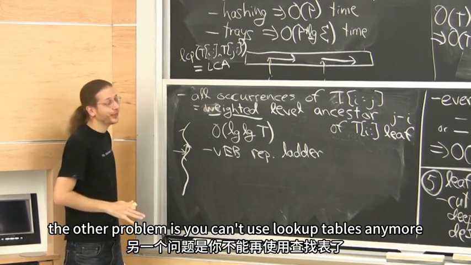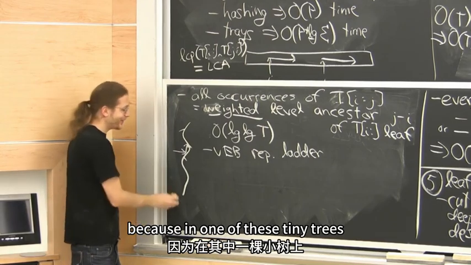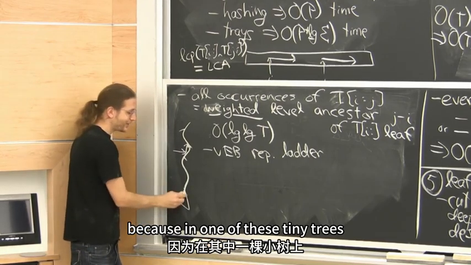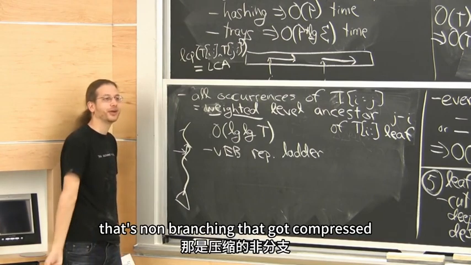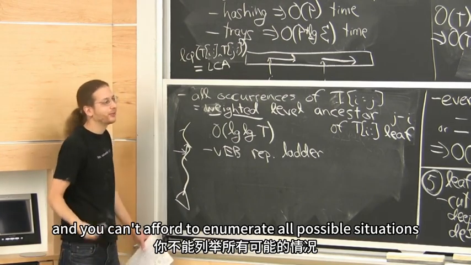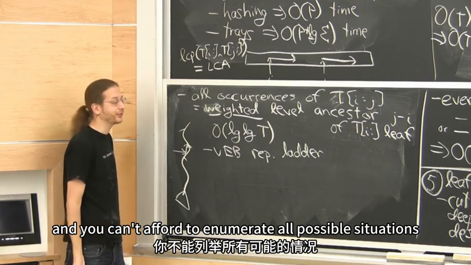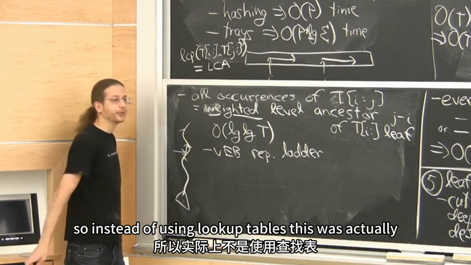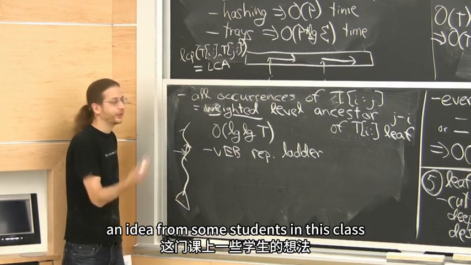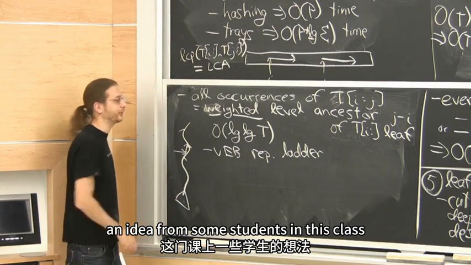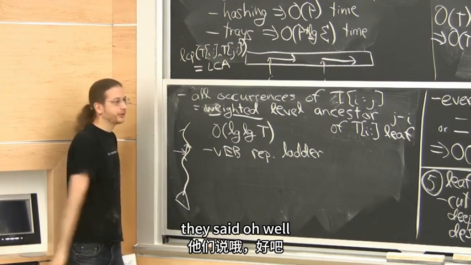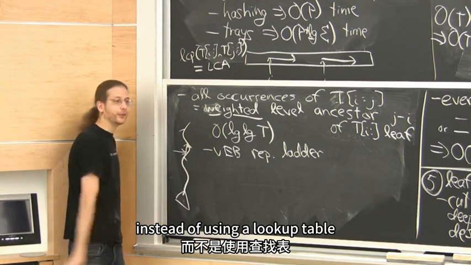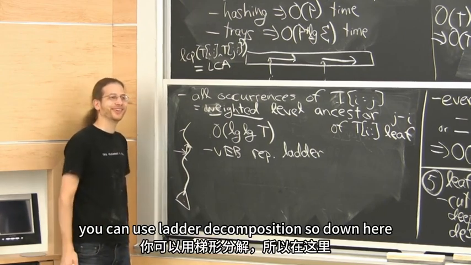The other problem is you can't use lookup tables anymore because in one of these tiny trees, you could have a super long path that's non-branching that got compressed, and you can't afford to enumerate all possible situations. Well, that's kind of annoying. So instead of using lookup tables, this was actually an idea from some students in this class last time I taught this material. They said, oh, well, instead of using a lookup table, you can use ladder decomposition.